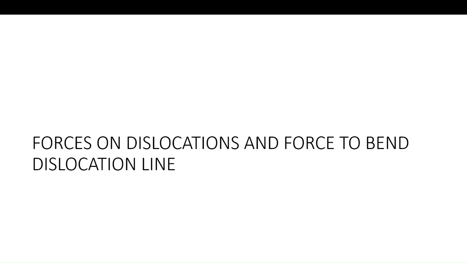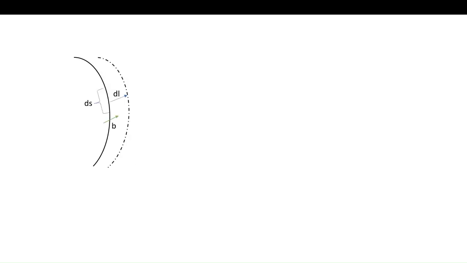So hello everyone, in this video we'll look at the forces on a dislocation and the force needed to bend a dislocation line. When an external force of sufficient magnitude is applied to a crystal, the dislocation moves and produces a slip. Therefore, the force acting on the dislocation line will tend to drive it forward.